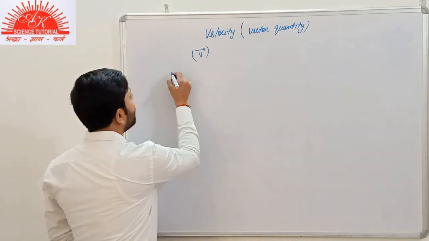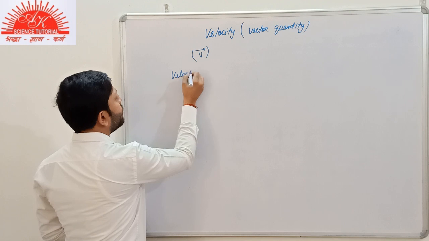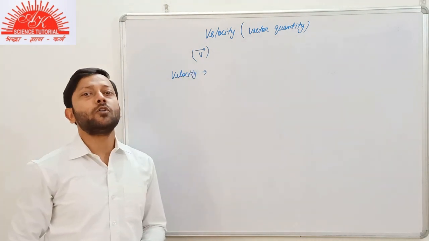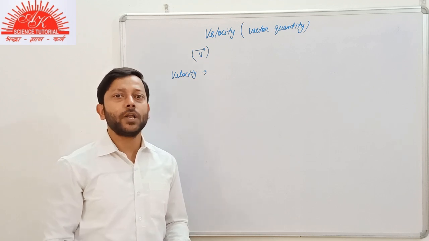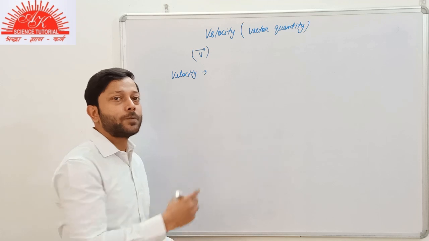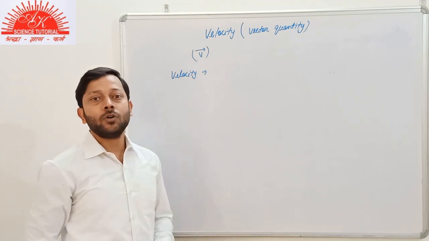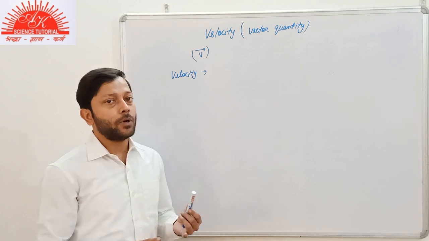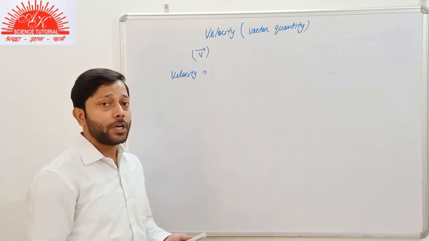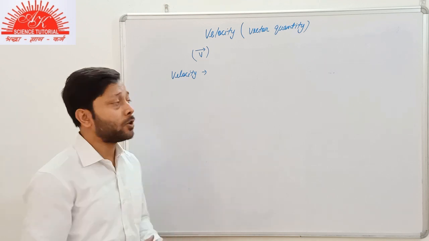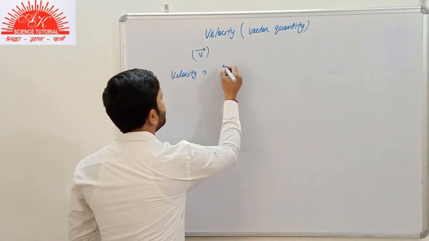Now we'll define it. What is velocity? As you defined speed, what was it? It was the distance covered by the body per unit time. So the only difference here must be the direction. As you know, in a scalar quantity there was magnitude and unit, but in a vector quantity we will have the magnitude, the unit, as well as the direction also. So we define velocity here.